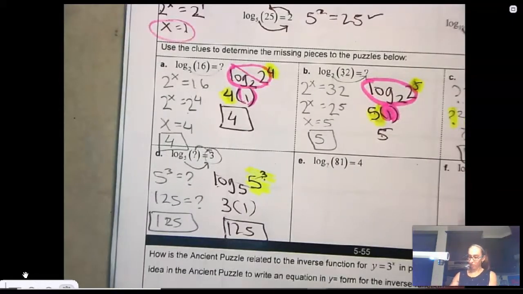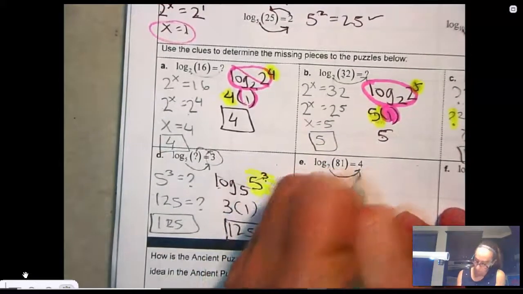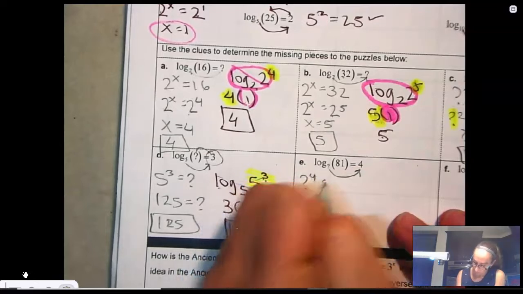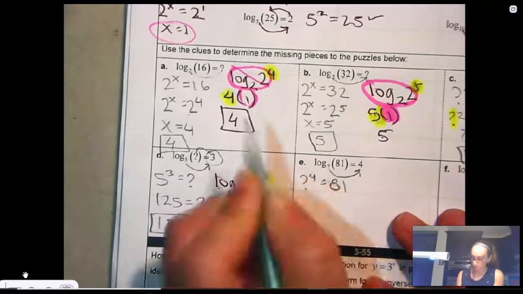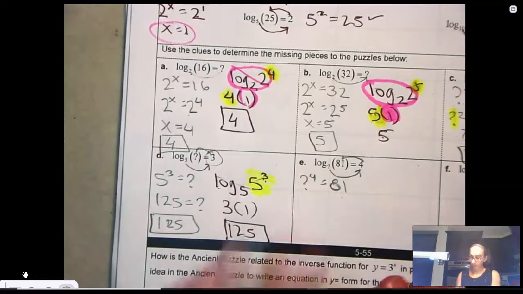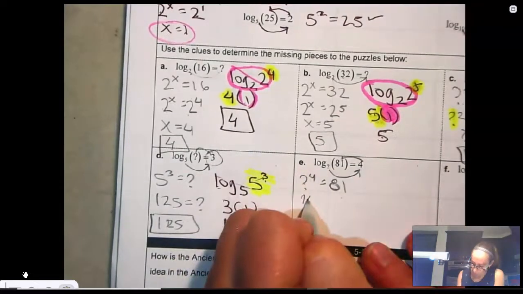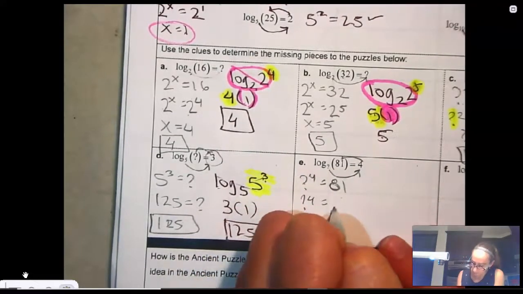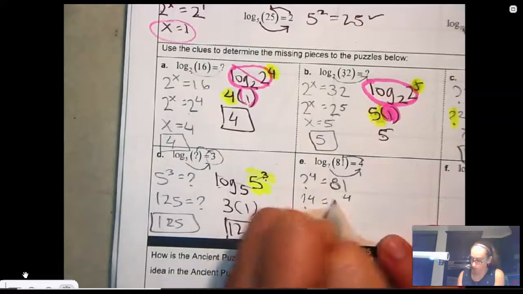All right, let's do this one. Question mark to the 4th power equals 81. Can I make the bases the same? No, but I can make the exponents the same. Question mark to the 4th. So I got to think, what to the 4th power would give me 81?